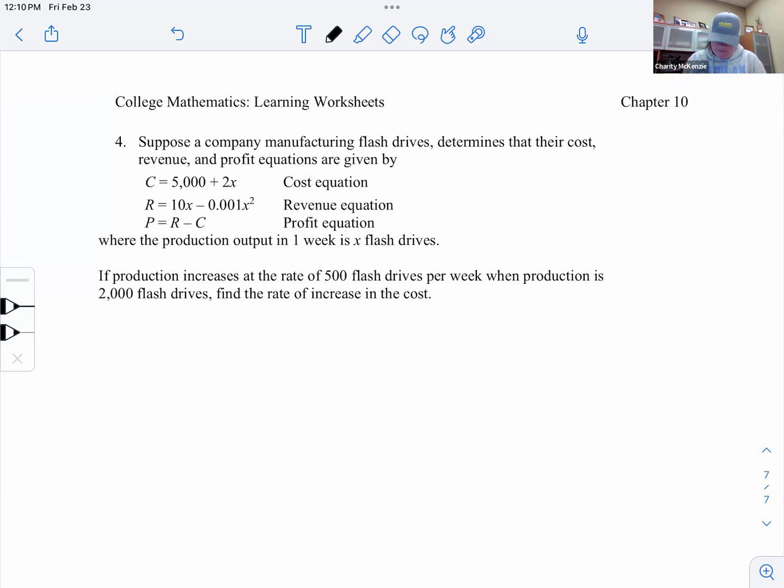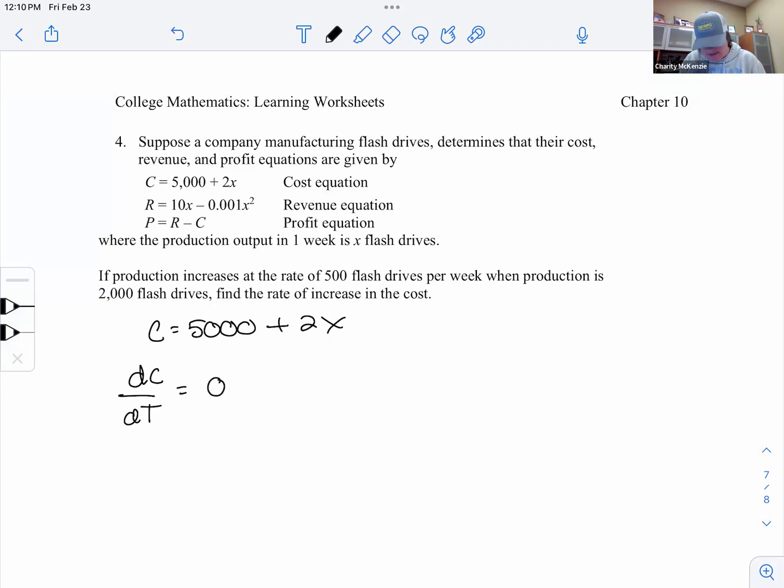Lots of stuff going on. First of all, we are given our cost function. Okay, that's our cost function, and we can see our increase. So if we did the derivative of this, we have dc dt, right? Time, cost, changing cost.